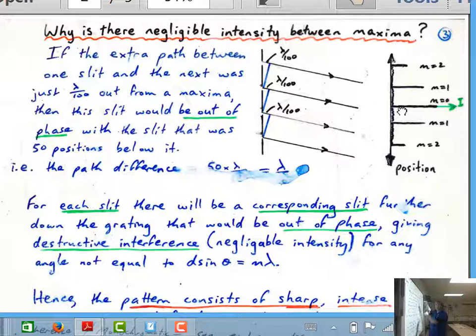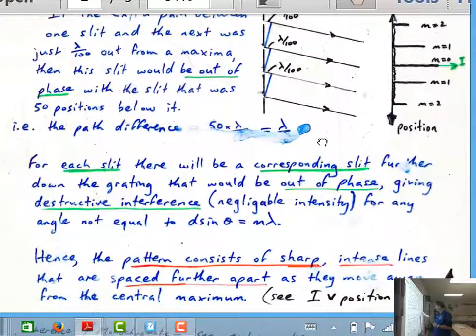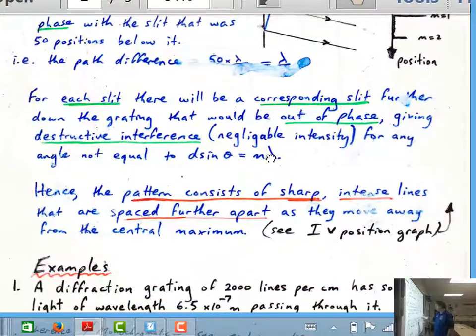So each one of the top half of the grating, if you like, has a corresponding slit further down that is perfectly out of phase with it. So you get very little intensity as soon as you go off that exact value of a whole wavelength, or 2 whole wavelengths, or 3 whole wavelengths between each consecutive pair of slits. Okay, and so that's why you get these very weak maxima down here. It's a very hard question to answer that. It's very rare they ask you that.